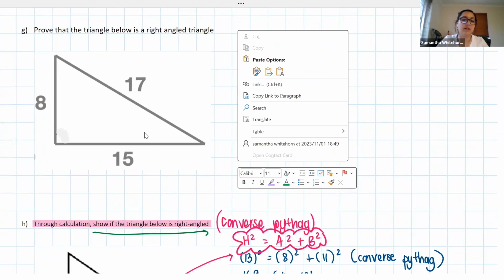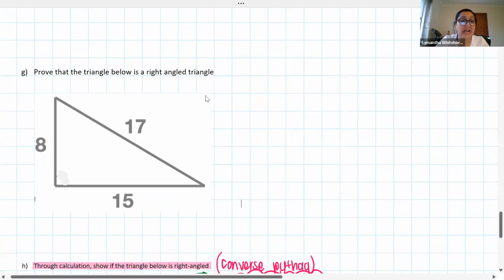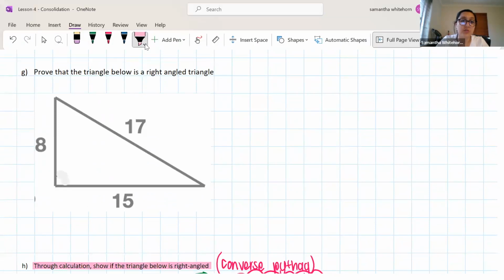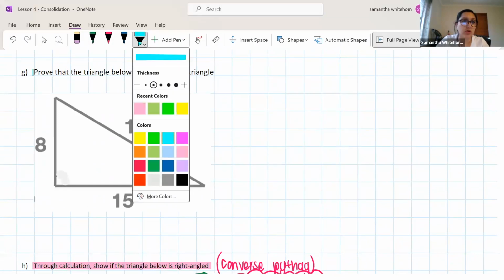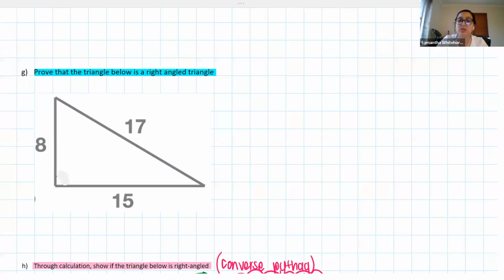Right. I don't know why I chose to do H first, then go back to G, but it doesn't matter. Let's do basically exactly the same thing, but now for question G. We're just going on a whirlwind roller coaster mathematical ride tonight. So prove that the triangle below is a right angle triangle. Again, the second it says prove that it's a right angle triangle, converse Pythag. So let's give this one a try. And then I've got one more that I want you guys to do, which is sort of going to lead us into next week's new course.